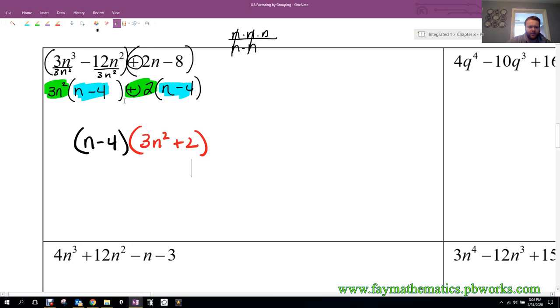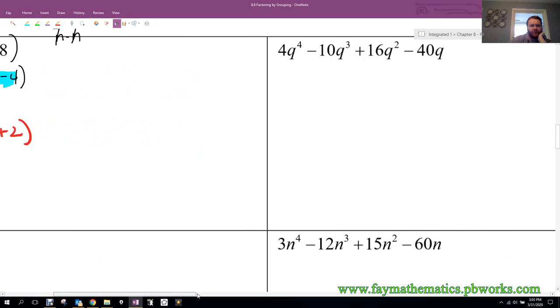All right. This only works if these are in descending order. This does not work if these are not in descending order. We'll look at the next one.